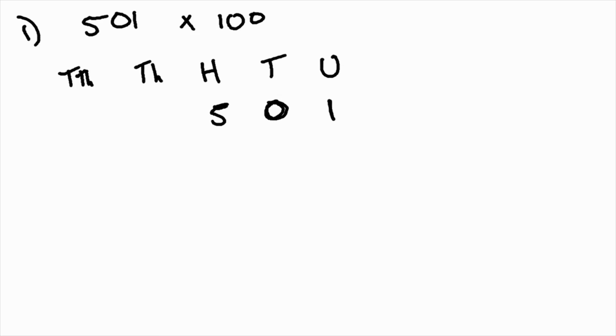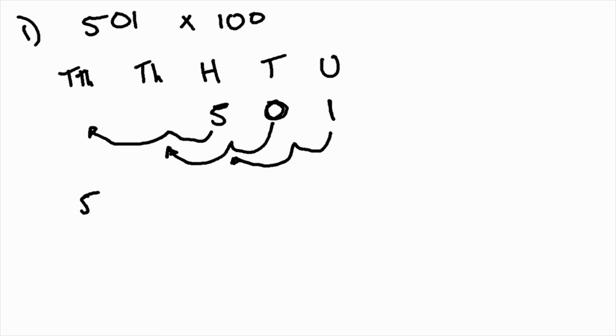Now when we multiply by 100, we are moving this whole number left twice. We're going to move the 5 over twice, we're going to move the 0 over twice, and we're going to move the 1 over twice. So the 5 is going to end up in the 10,000 columns, the 0 in the thousands, and the 1 in the hundreds. And we haven't got anything in the tens and the units, so we're going to have to put some placeholder zeros in. So 50,100.